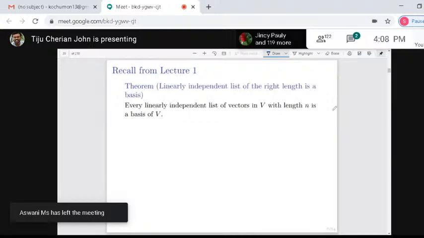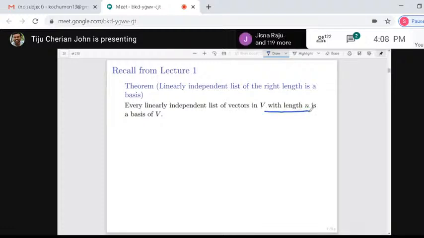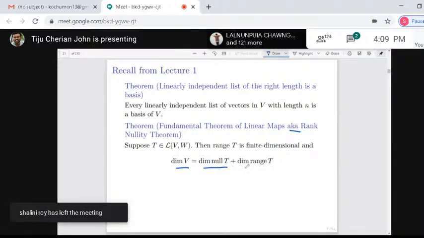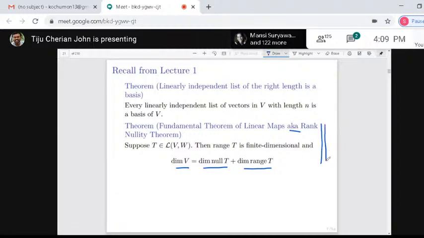And then again, we have seen that if you are given a linearly independent list of vectors with length n, where the dimension of V is n, which we have fixed from the beginning, then it's a basis. Every linearly independent set with n elements is a basis of V. Then we had the fundamental theorem of linear maps. Given an operator, the dimension of V is nothing but the dimension of the null space of T plus the dimension of the range of T. This is what you concluded the talk with in lecture 1.